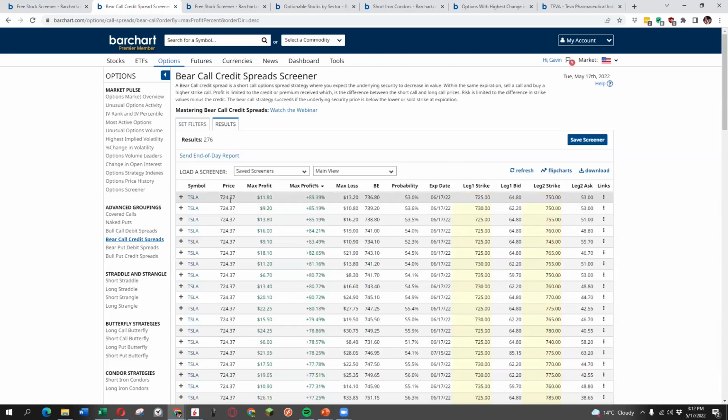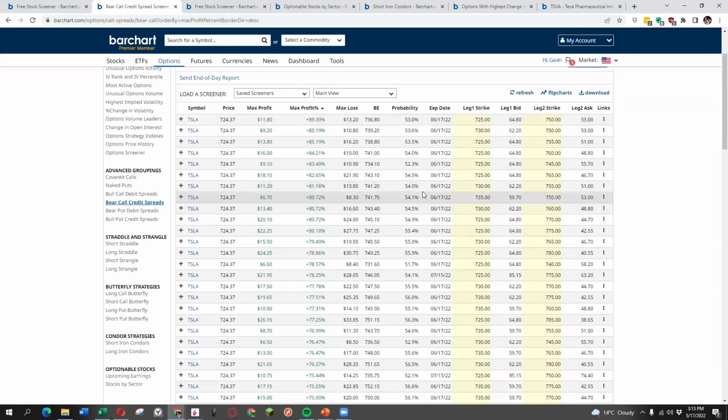So we can see with Tesla trading at 724, we could sell the 725 call, buy the 750 call. So that's 25 points wide. Receives a credit of $11.80 or $1,180. And the max loss is the 25 minus the premium received, which is our $13.20. So that gives us a max profit potential of about 89% with a 53% probability. So that's a really nice way to find some trade ideas.